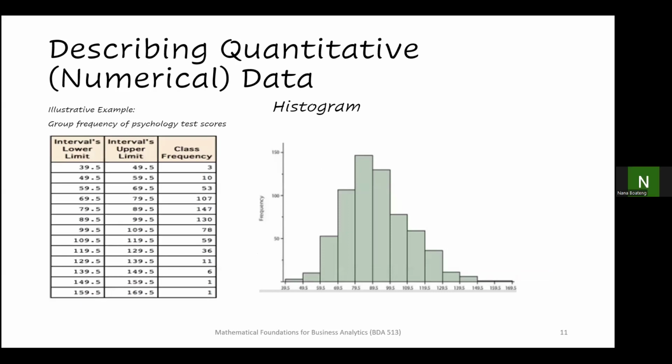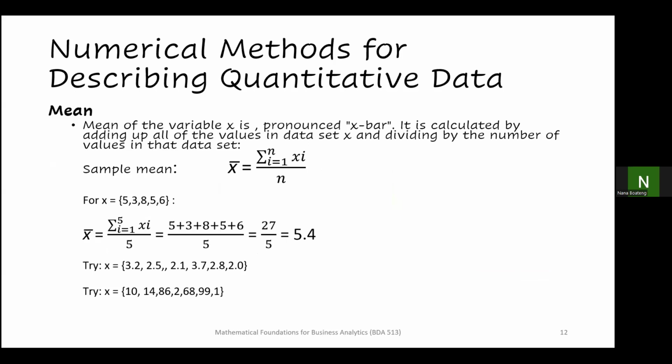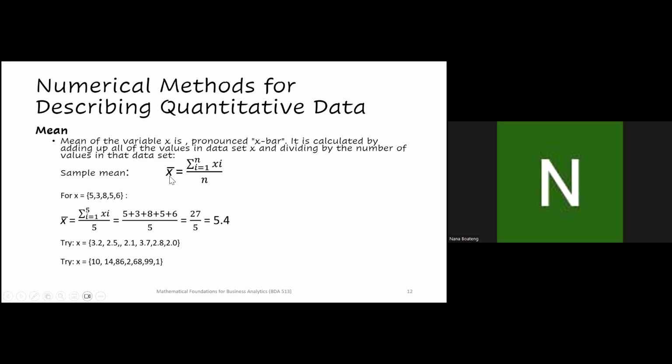So let's look at the mean. The mean of the variable x, normally we call it x bar, is calculated by adding up all the values in a data set x and then dividing by the number of values in that data set.